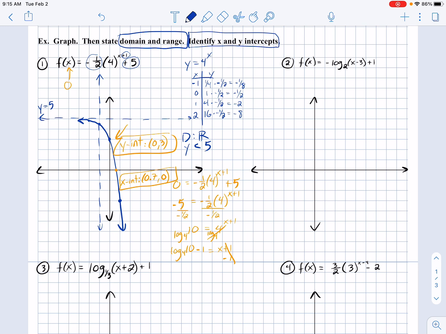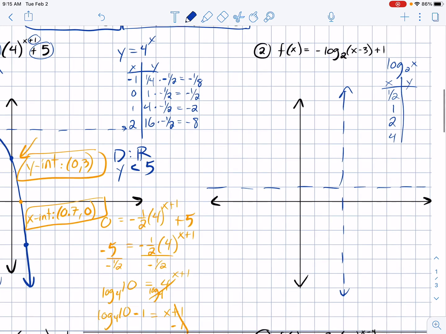All right, for number 2, negative log of x minus 3 to the base 2 plus 1. We had a couple points here. If we make our table and just use the log of x base 2, I would have plugged in 1, 2, 4, and 1/2. Vertical asymptote at x equals 3. We're shifted up 1.